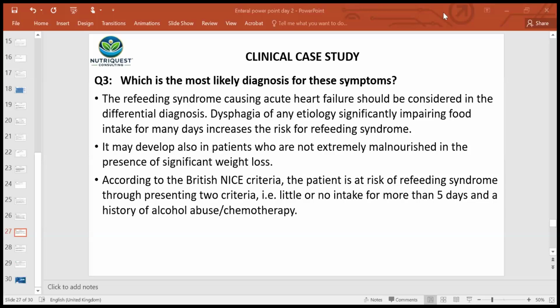Refeeding syndrome is one of the things that you expect this patient to have. Dysphagia of any etiology significantly impairing food intake for many days increases the risk of refeeding syndrome. It may also develop in patients who are not extremely malnourished in the presence of significant weight loss. According to British NICE criteria, the patient is at risk of refeeding syndrome by presenting 2 criteria: little or no intake for more than 5 days, and history of alcohol abuse, stroke, or chemotherapy. So our patient is really a typical patient to have refeeding syndrome. Most likely they'll have refeeding syndrome.